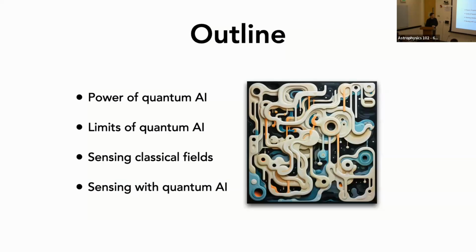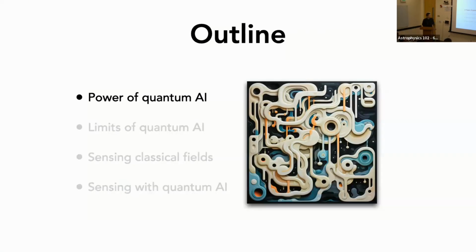Now, in the second part of the talk, I would like to start moving closer to more classical learning problems, in particular sensing classical fields, and talk about what kind of advantages we have discovered very recently. So diving into one of the papers that was done by me, Huang, Chan, and other people at MIT and Harvard. So let me begin with the first part on the power of quantum AI.